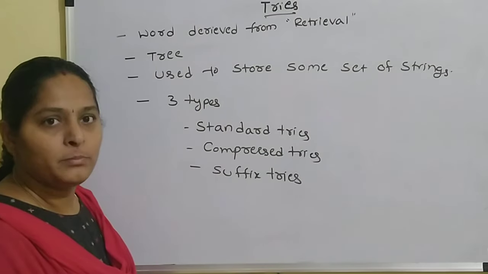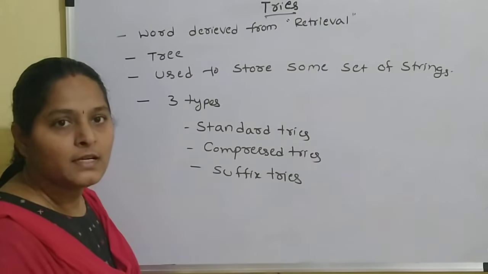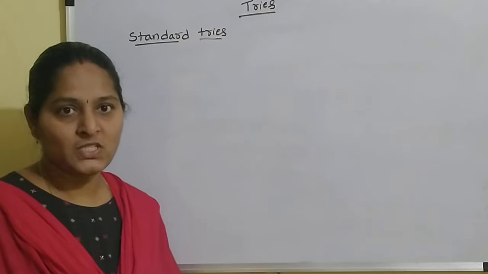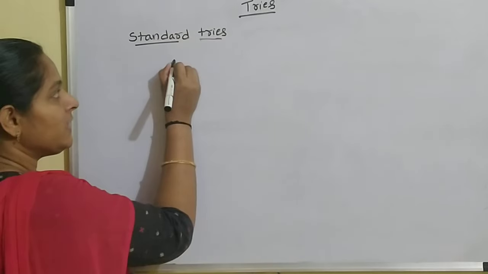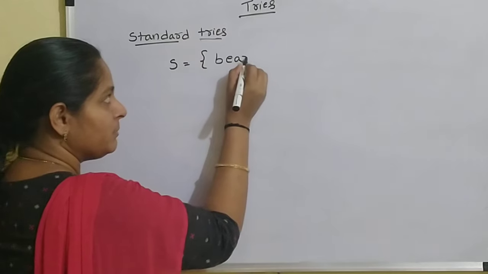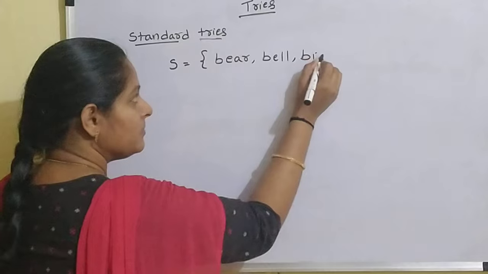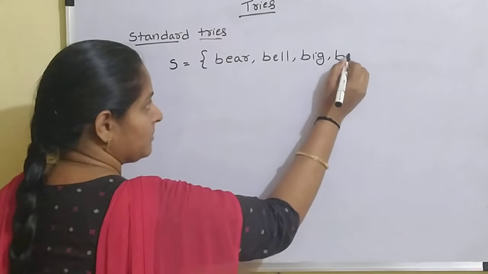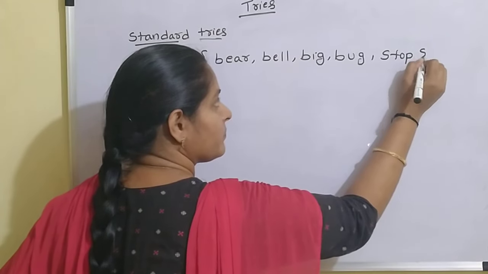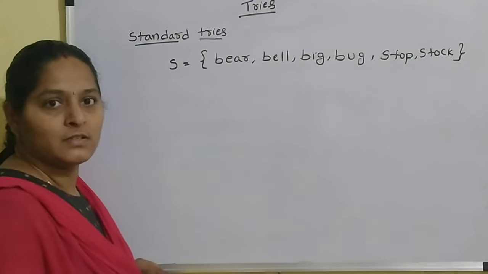Let us see one example on standard tries: how to construct a standard trie with a given set of strings. Just assume that I have a set of strings. Here my strings are bear, bell, big, bug, stop and stock. Suppose for these strings I want to construct a trie.